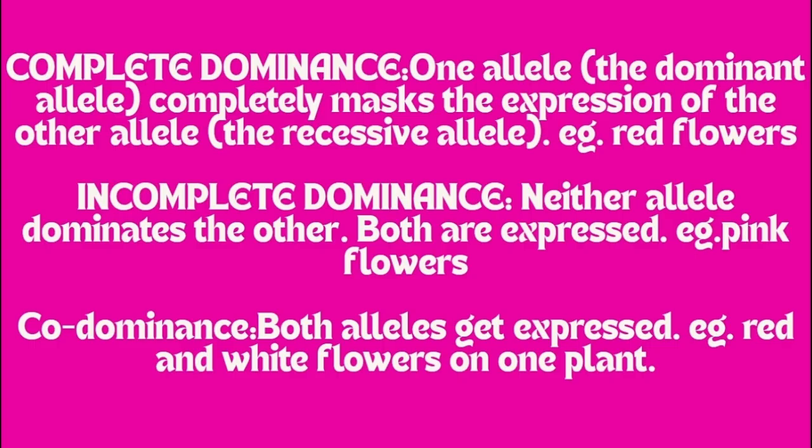For codominance now, both alleles get expressed. So for example, if a red parent and a white parent have offspring, and on that one plant we realize that it has both white and red flowers, right? That's codominance because both of them are expressed in that case.